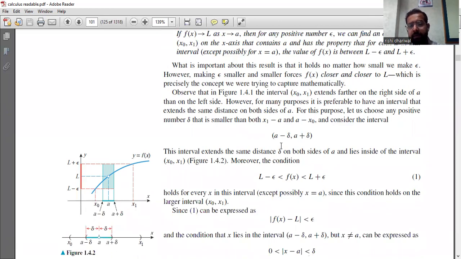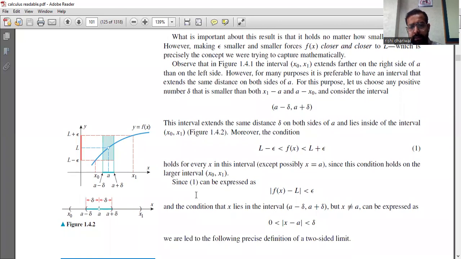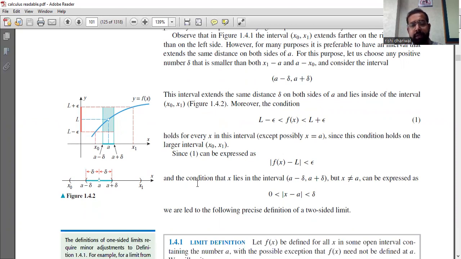So this is the delta neighborhood of A, from A minus delta to A plus delta. This interval extends the same distance on both sides of A and lies inside the interval. Moreover, the condition L minus epsilon less than f(x) less than L plus epsilon holds for every x. Equation 1 can be expressed as the modulus of f(x) minus L is less than epsilon, and the condition is that x lies in the interval A minus delta to A plus delta, but x is never equal to A. Hence, the modulus of x minus A is greater than 0 and less than delta.